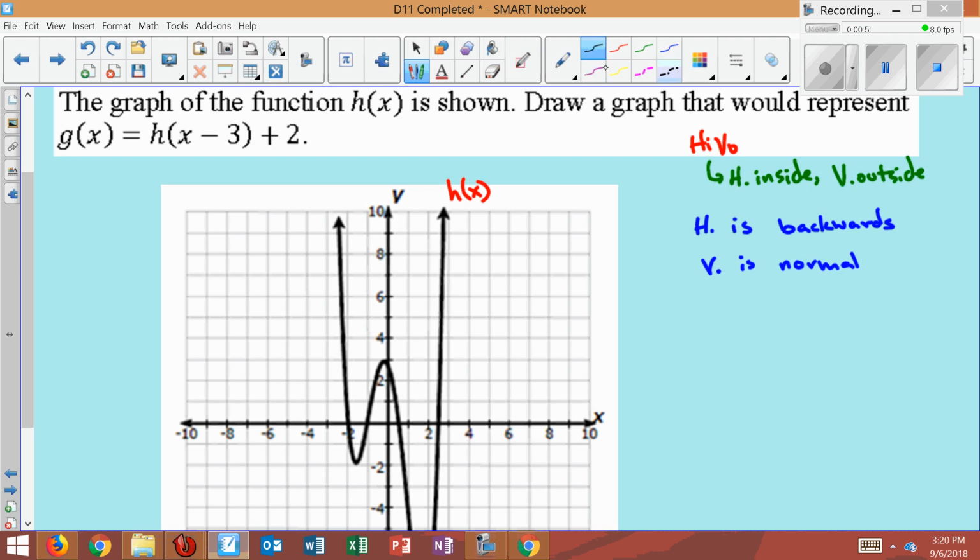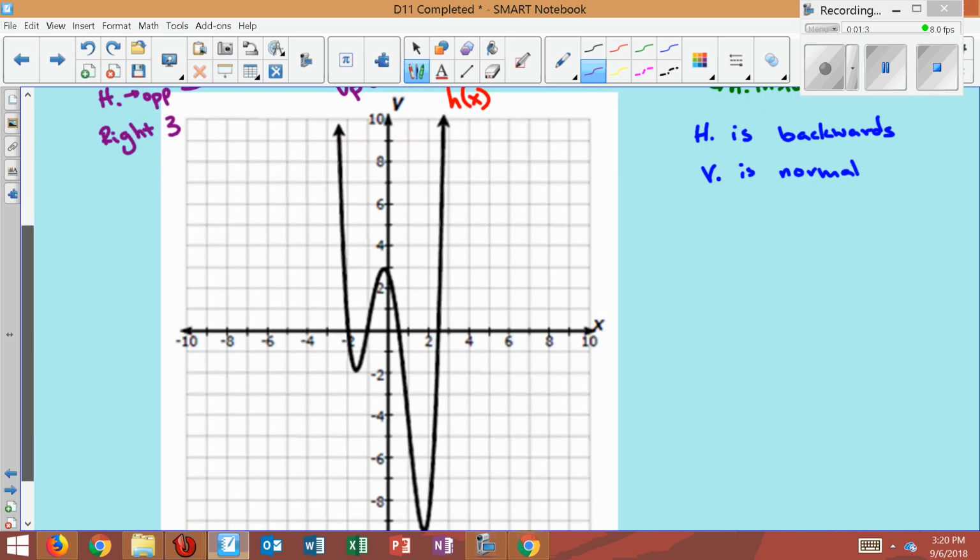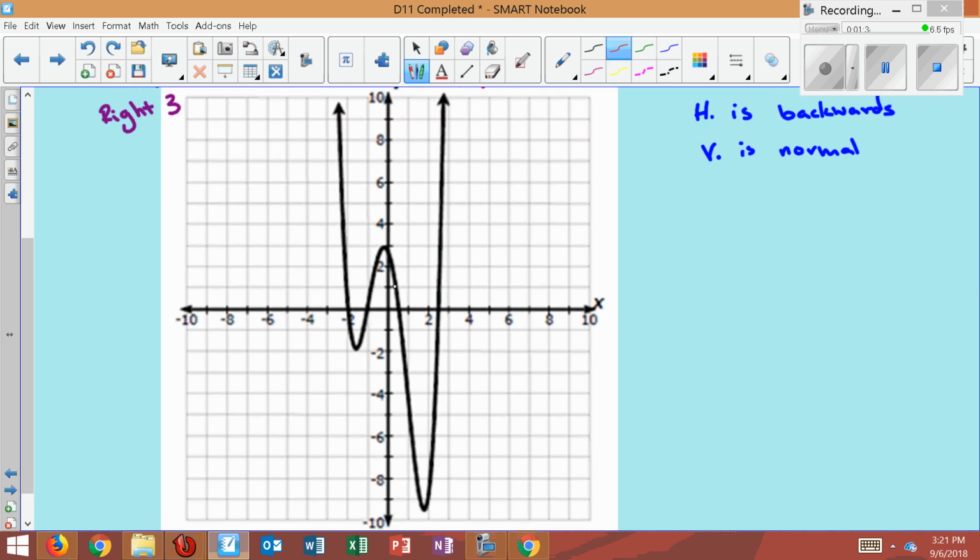What I see happening in this equation is that we have minus 3 on the inside. Since it's inside, it's horizontal, and horizontal is always opposite or backwards. So instead of going horizontally negative 3, we're going to go right 3 units. Everything gets right 3. This over here on the outside is vertical, so it's going to be normal. So this is going to go up 2. So if I take any point on there, I would draw it right 3 units, up 2 units.